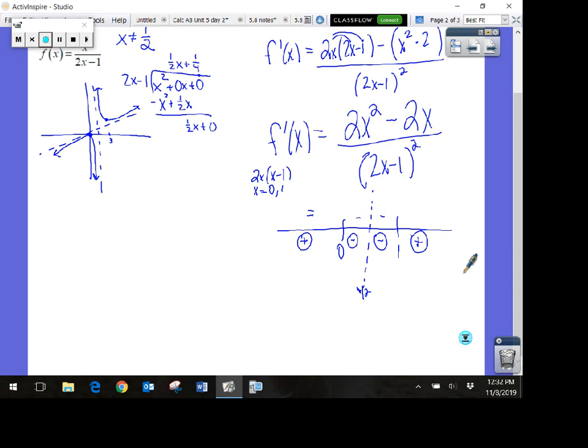You can do your two little parentheses. You can plug it into the 2x squared minus 2x. You can pick negative 7. You can pick 0.4. You can pick 0.7. You can pick 3.